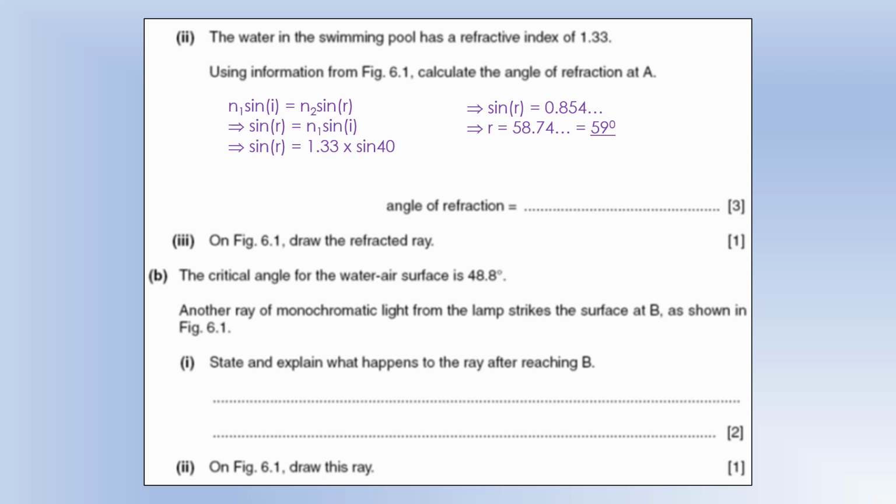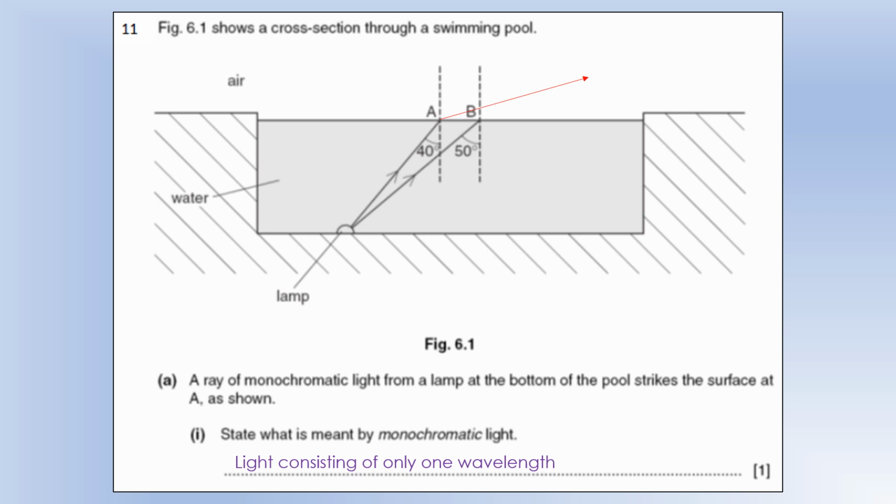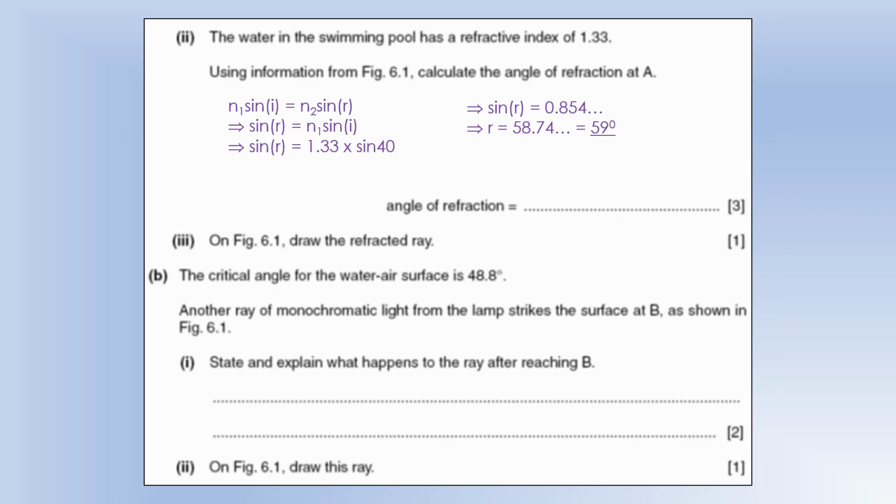So now we're actually going to put this onto our diagram. It's going into a lower refractive index medium, so it's going to bend away from the normal, like you see. Okay, so the critical angle is 48.8.